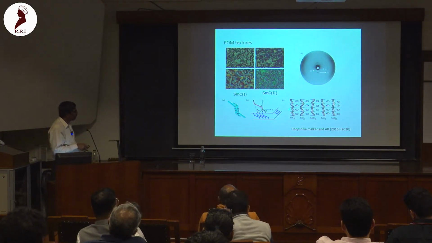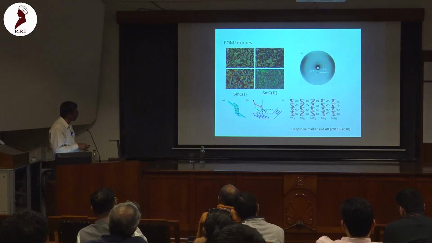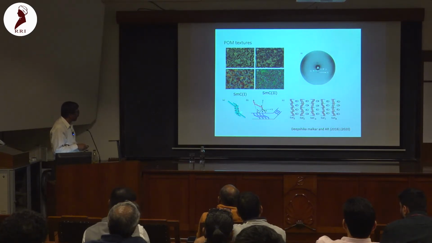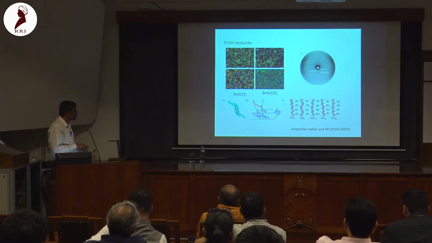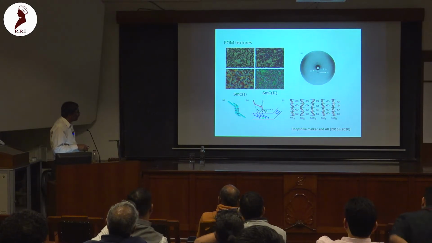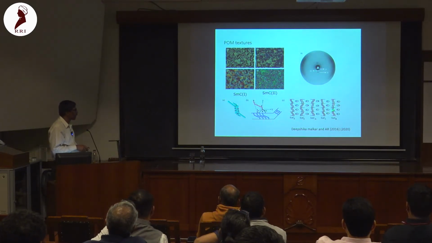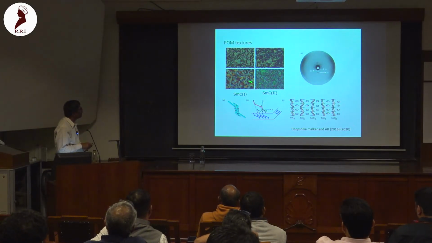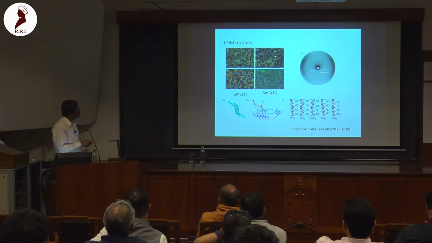And we are able to use a model using a pseudo-polar order in the layer. Earlier, the polarization was a polar order in the layer. Now, this is a pseudo-polar order in the layer. And we are able to show possible structures. And using this model, we are somewhat able to understand why this kind of structure is happening.